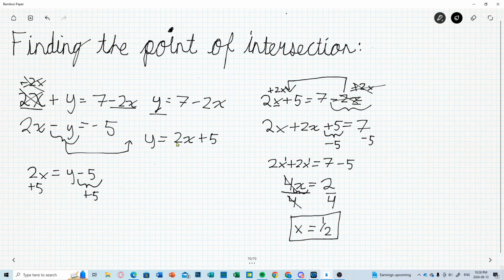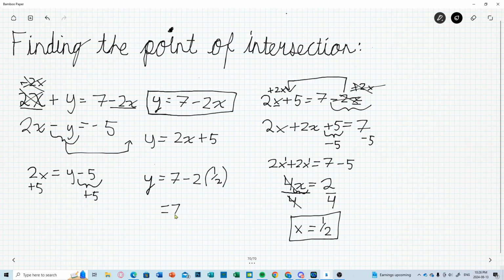But what are we going to do with that? What we're going to do is look at one of our equations from before. I'll go with this equation right here. It doesn't really matter which one. I'll pick this one right here, and we're going to substitute our x for 1/2. So we're going to get y is equal to 7 minus 2 multiplied by 1/2.